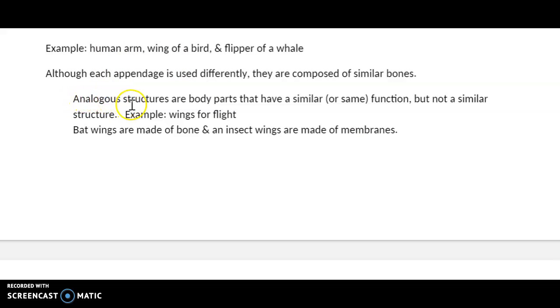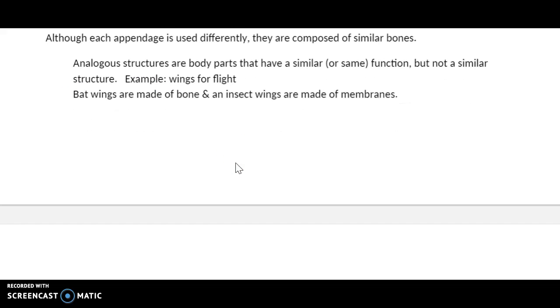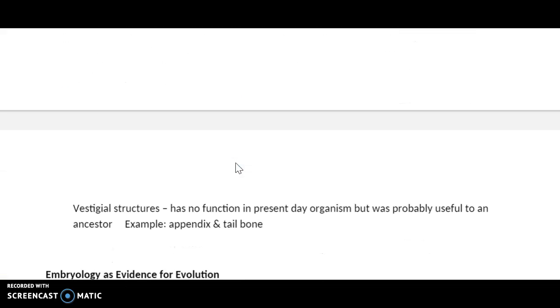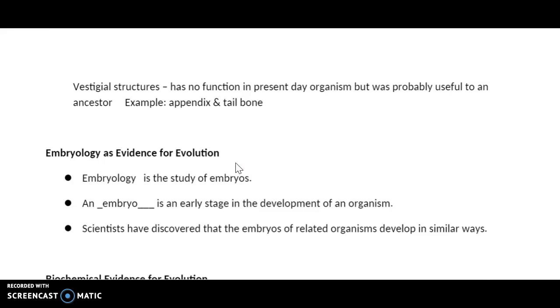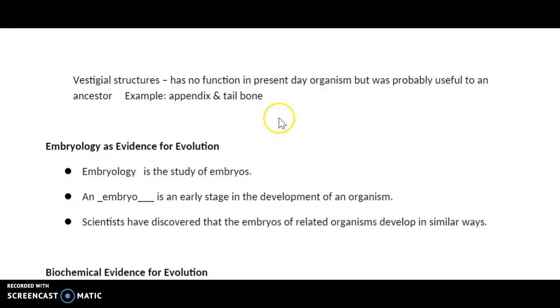You can make an analogy between the two, but they do not look the same. Then we have what are called vestigial structures. Vestigial structures are said to have no function in the present-day organism, but were probably useful in an ancestor. For example, the appendix has been considered a vestigial structure for a while. They would just randomly take it out just so they didn't have to deal with it later.